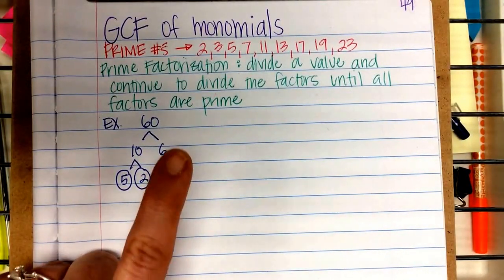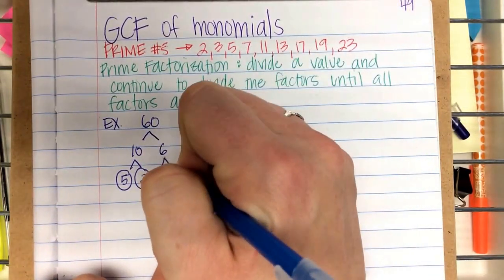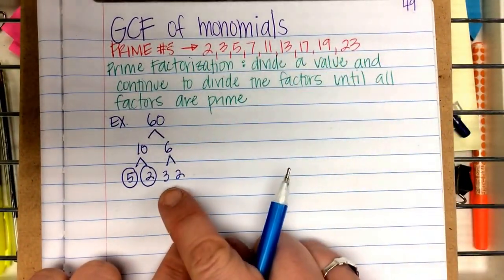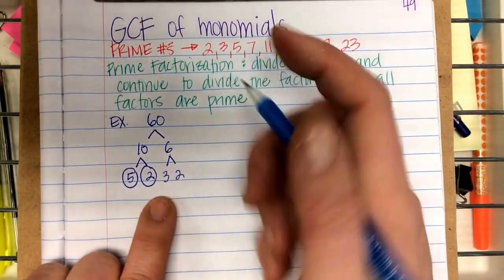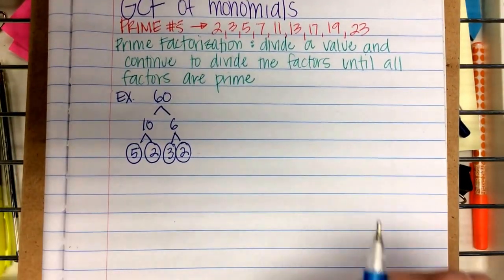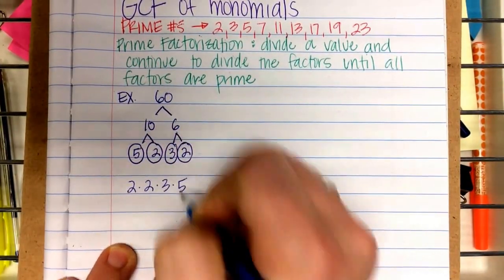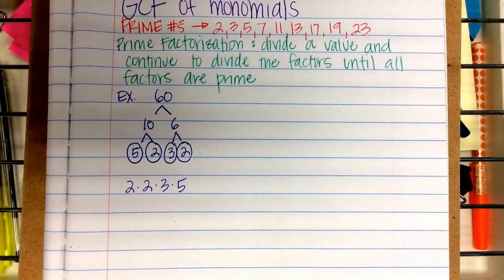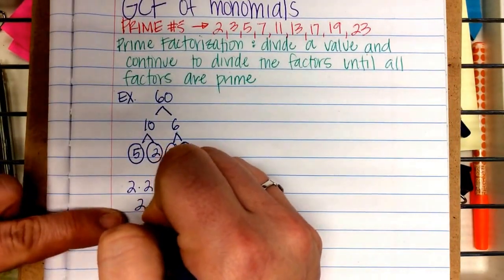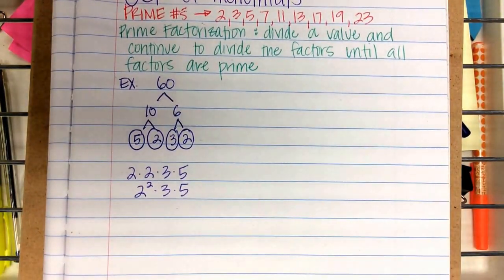Now let's go back to 6. What times what is 6? 3 times 2. And I look at my list of prime numbers. Is 2 a prime number? Or 3? Yeah. And 2. So the prime factorization of this would be 2 times 2 times 3 times 5. If you wanted to write it exponentially, you could as 2 squared times 3 times 5. That is the prime factorization.